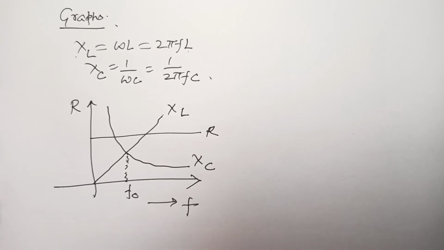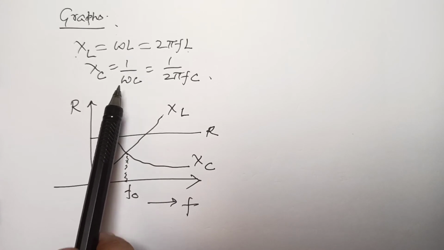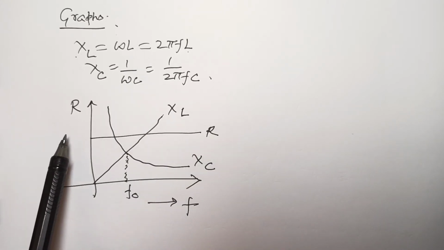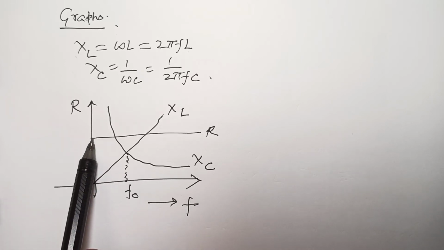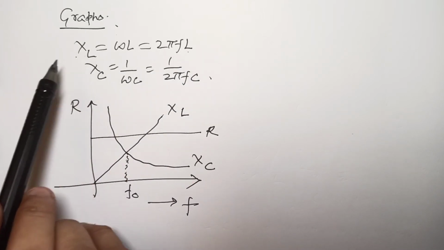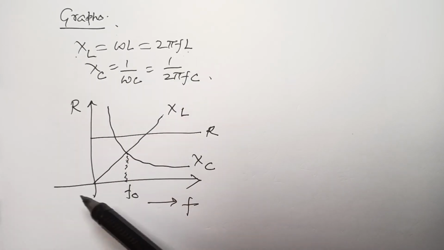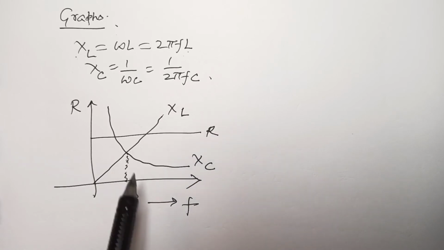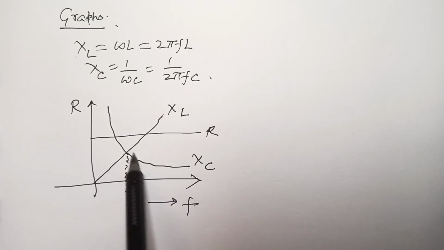So let me again tell you, we know XL is equal to omega L, XC is equal to 1 by omega C. Now we are drawing a curve between resistance R and F. For R it is a straight line, correct? For XL, this is directly proportional to frequency, so it will be a slant line with an angle of 45 degrees, correct? And XC is equal to 1 by omega C. It is this shape.